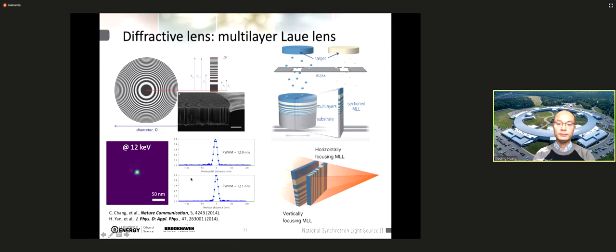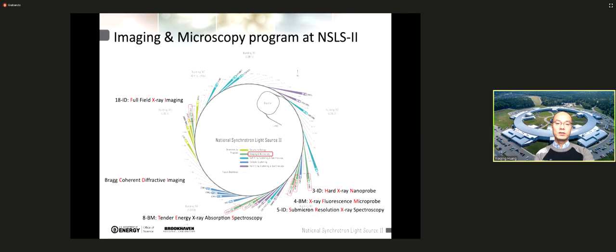Please allow me to introduce the imaging and microscopy program at NSLS-II. We are one of the five programs around the ring. In this program, we have a few scanning probe beamlines with the probe size varying from a few microns at XFM to submicron at SRX, and down to 12 nanometers at HXN.